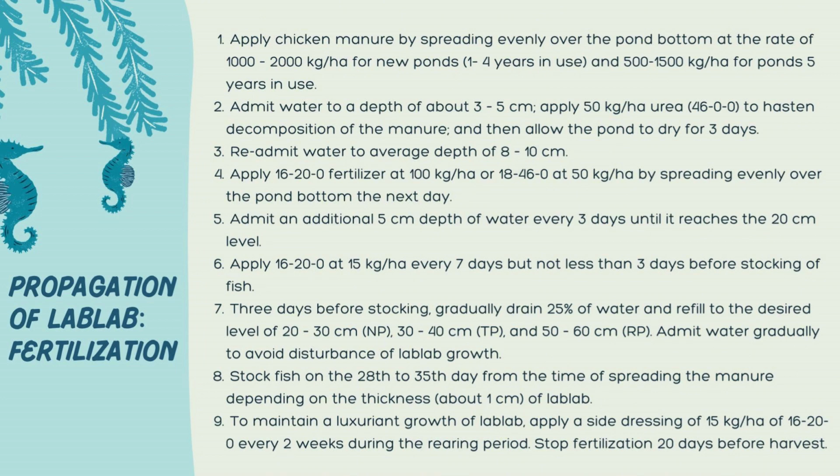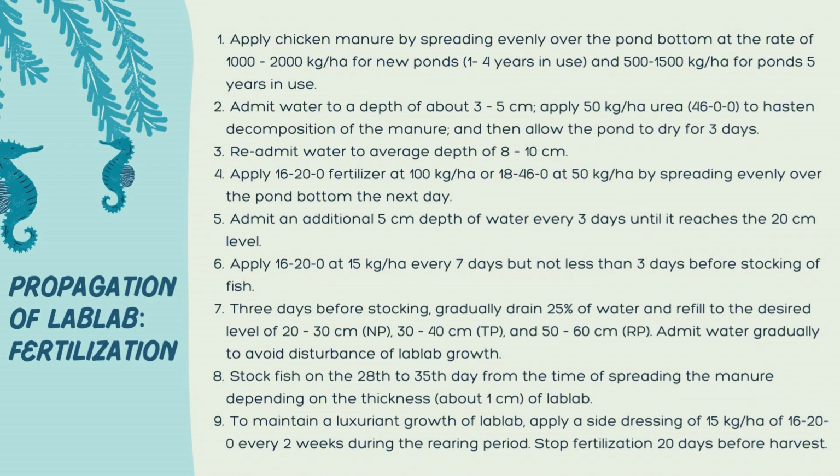Next, admit the water to a depth of about 3 to 5 centimeters and apply 50 kg per hectare of urea to hasten the decomposition of the manure, and then allow the pond to dry for at least 3 days. Next, readmit the water to an average depth of 8 to 10 centimeters.